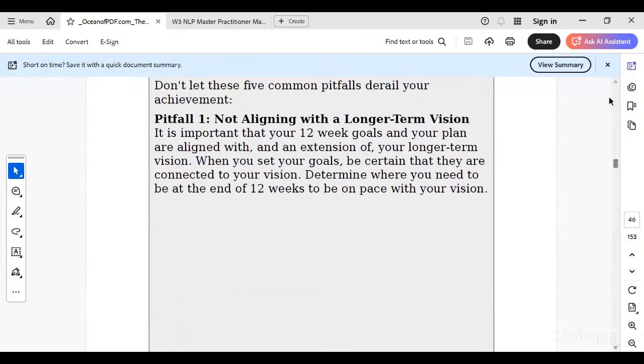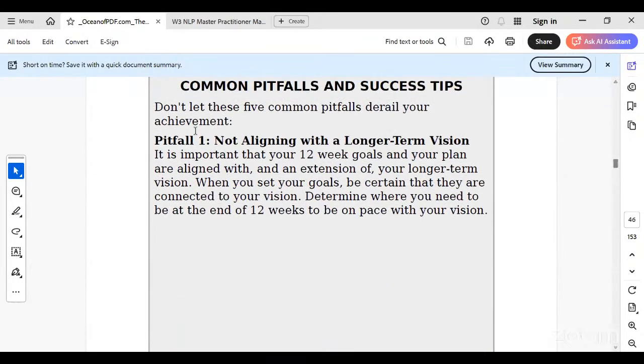Common pitfalls and success tips. Don't let these 5 common pitfalls derail your achievement. Pitfall 1: not aligning with a long-term vision. It is important that your 12 week goals and your plan are aligned with and an extension of your long-term vision. When you set your goals, be certain that they are connected to your vision. Determine where you need to be at the end of the 12 weeks to be on pace with your vision.